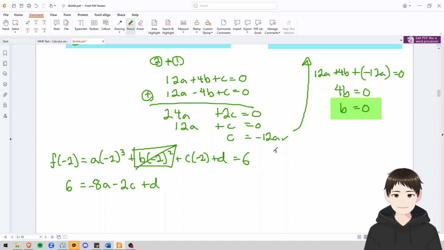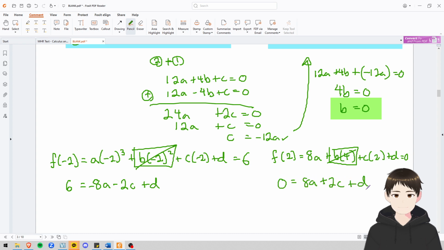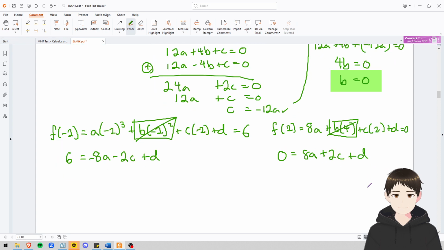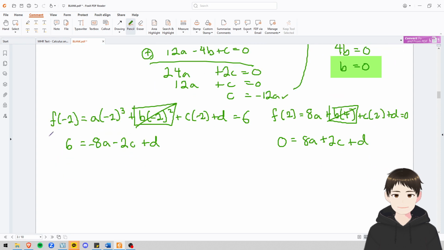At the same time, if I plug in 2, I should have 0. So we've got positive 8a plus b times 4 plus c times 2 plus d, and that equals 0. But since, again, b is 0, that's going to cancel out. I've got 0 equals 8a plus 2c plus d. This is equation 3. This is equation 4.